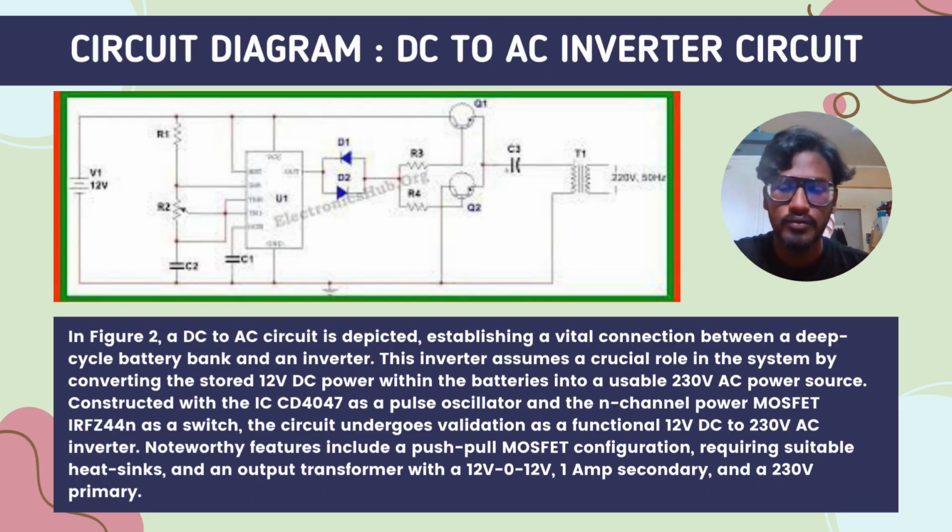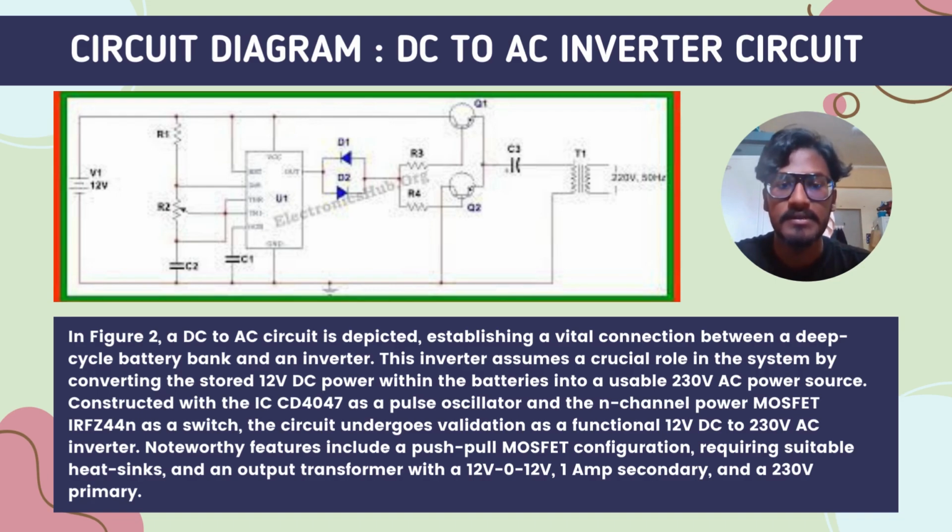Figure 2 illustrates a DC to AC circuit facilitating a connection between the deep cycle battery bank and the inverter. The inverter plays a crucial role by converting DC power stored in the batteries into AC power, thereby providing a suitable source for operating standard electrical devices and appliances within the common hall.